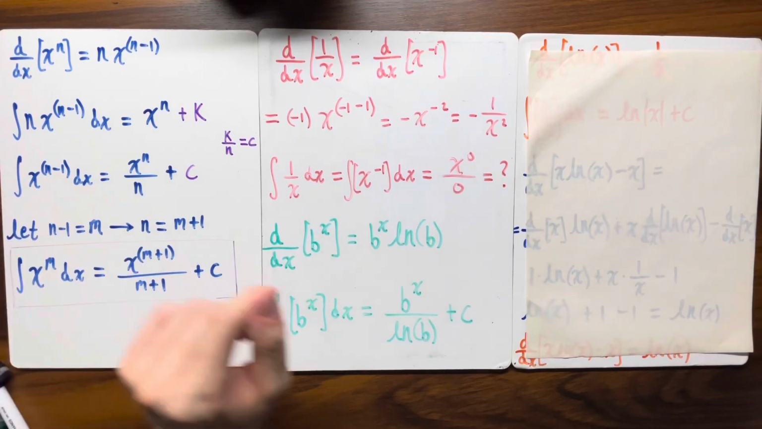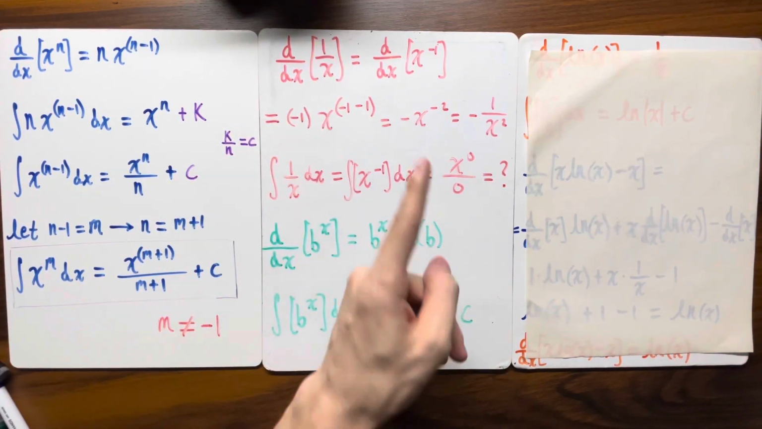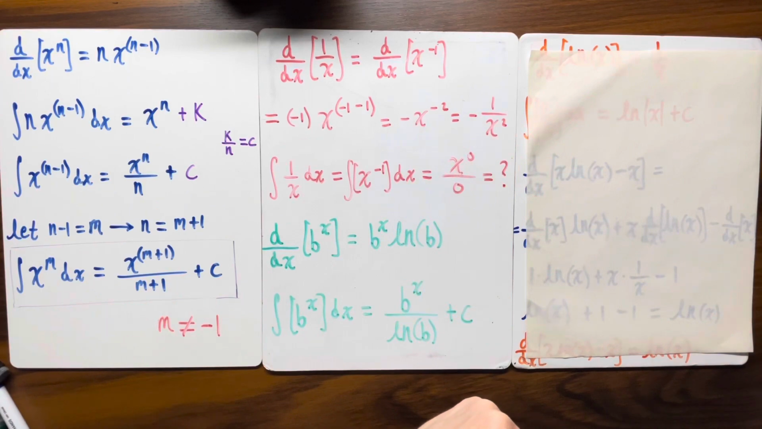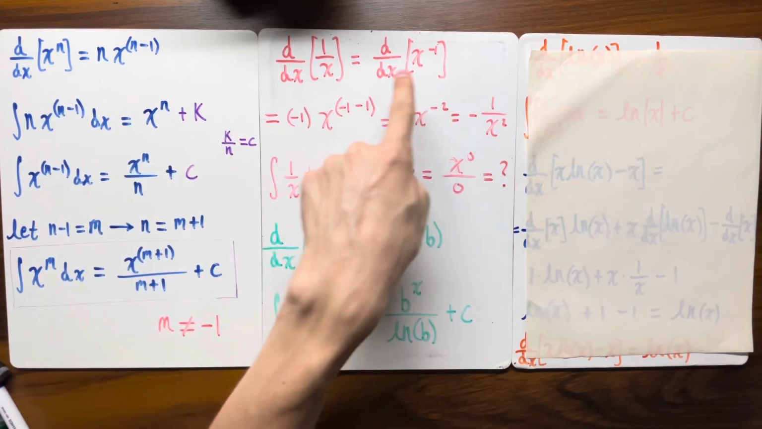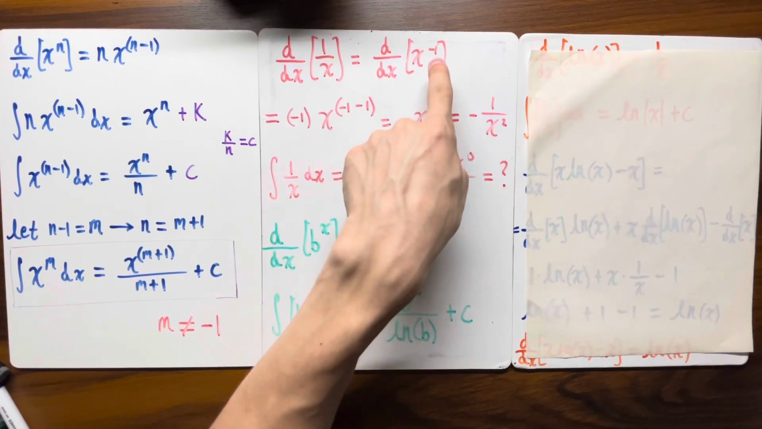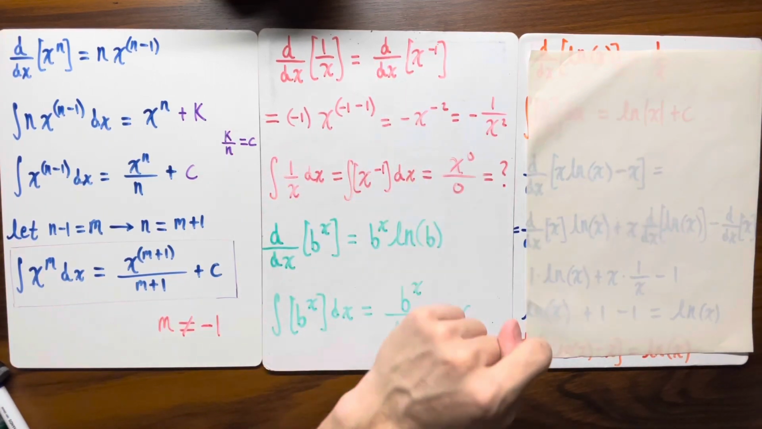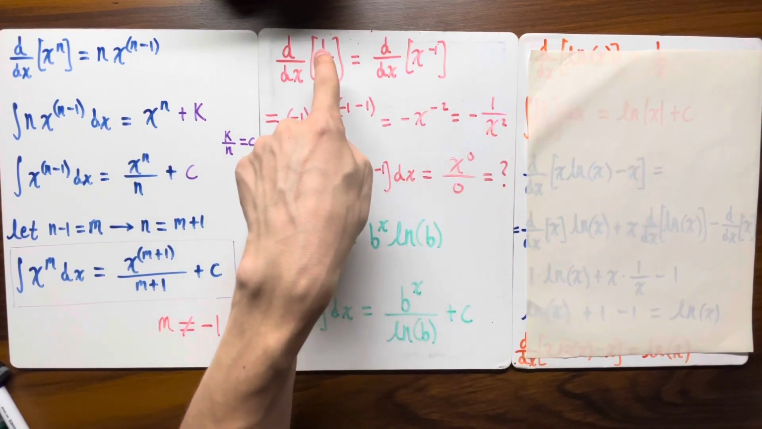We have also seen that the derivative of 1 over x can be written like this, x to the negative 1. And of course, according to the power rule, the negative 1 must come in front, and you must subtract 1 from the exponent, so we get this result. So this is the derivative of 1 over x.